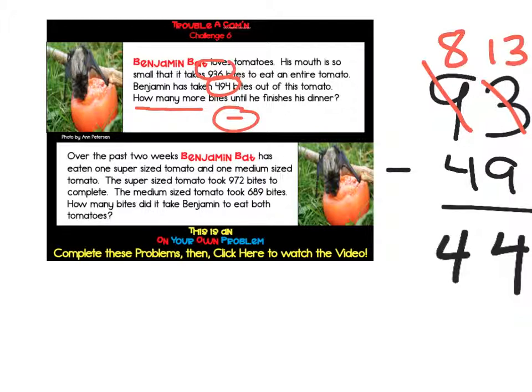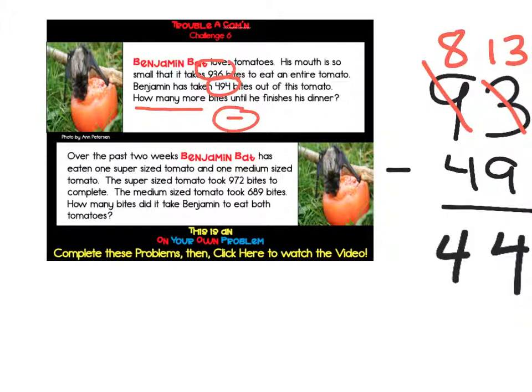Well, let's figure that out, my friends. Hey, this is going to be an addition problem because he took this many bites, and then he took this many bites, and that's in 2 different tomatoes. How many in with both tomatoes, right? That means we're going to do addition.